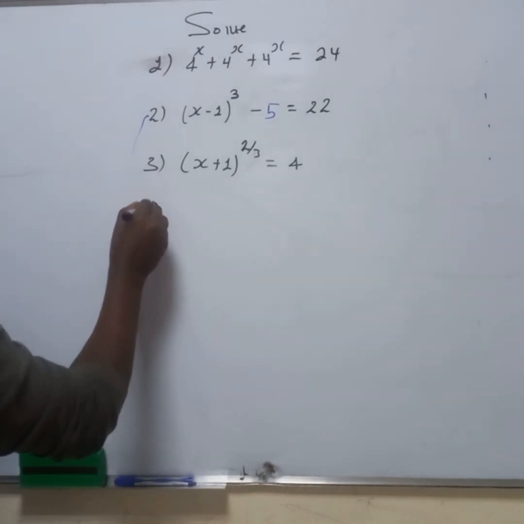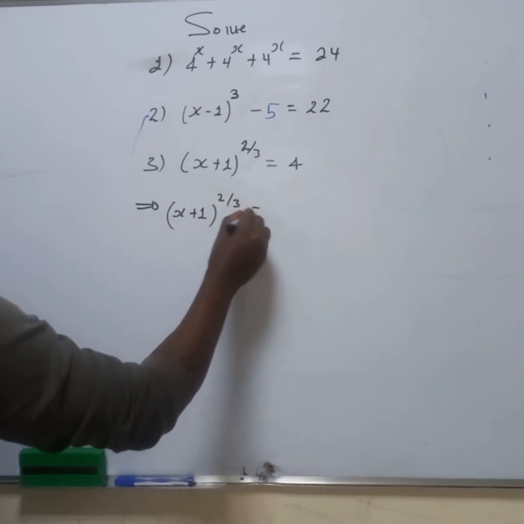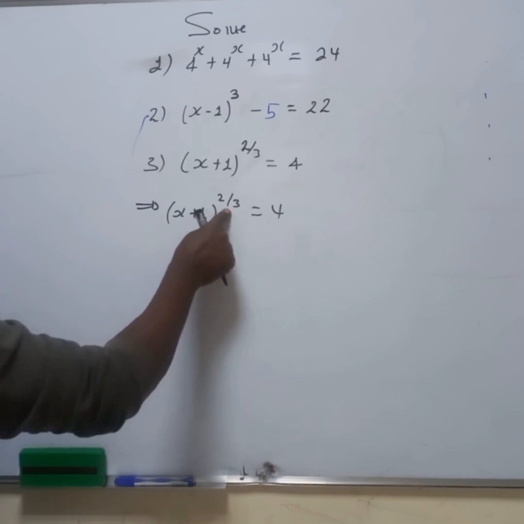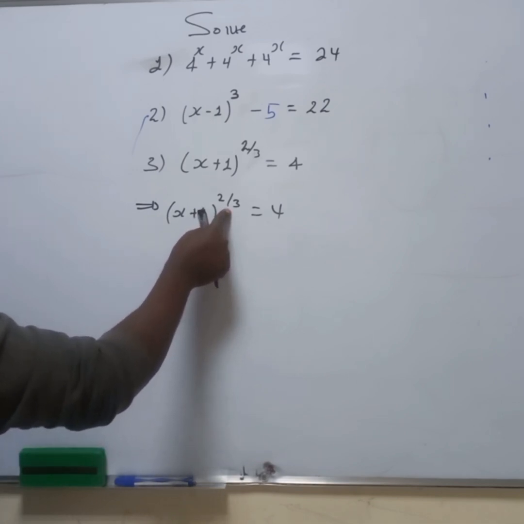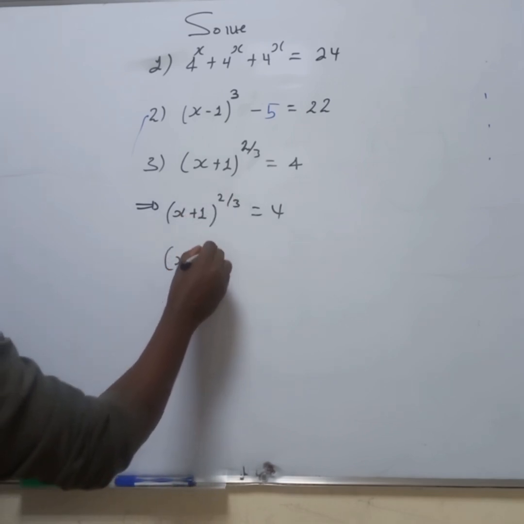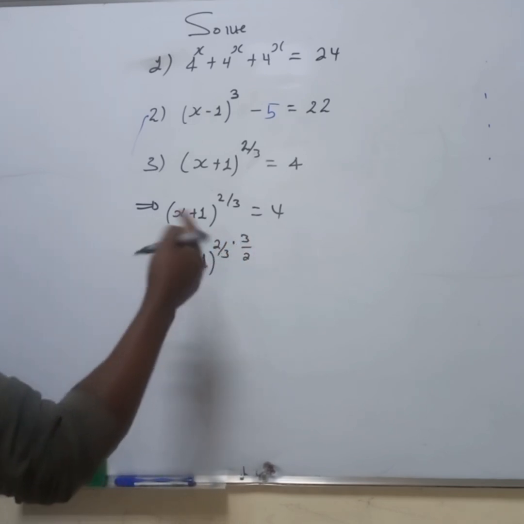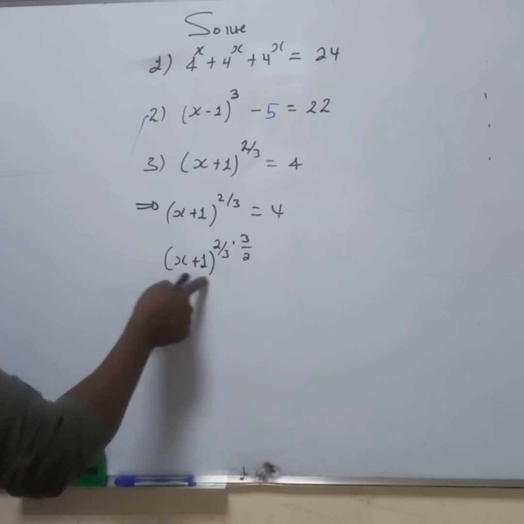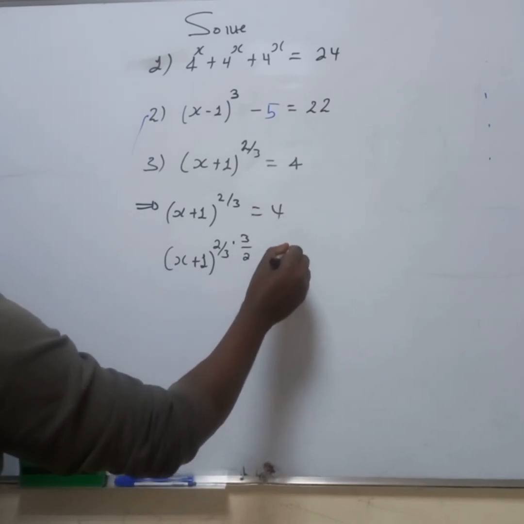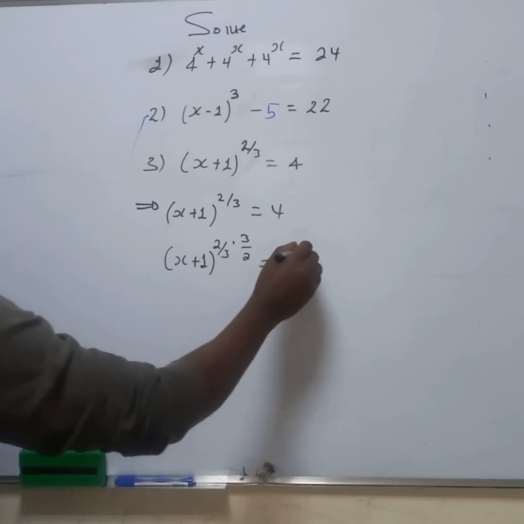This one. So when you come to this one, (x plus 1) raised to 2 over 3 equals 4. Now look, the exponent of this one is 2 over 3. In order to make this 1, you have to multiply (x plus 1) raised to 2 over 3 by its reciprocal. When you multiply the exponent of x plus 1 by its reciprocal, you have to multiply again for the power of 4. The power of 4 is 1. We need to multiply the power of 4 by 3 over 2.